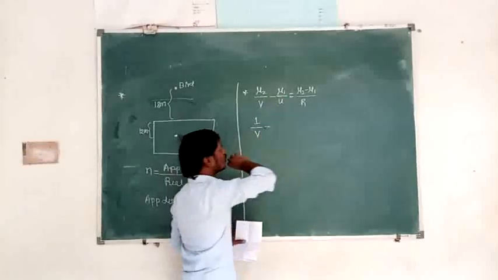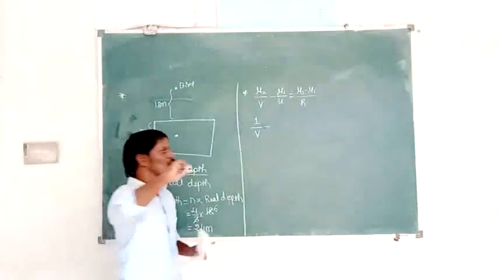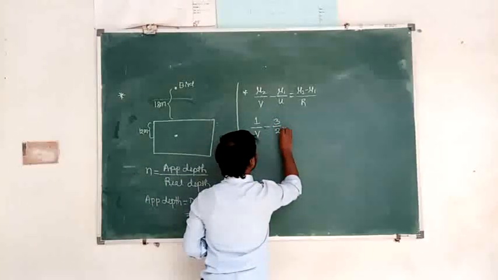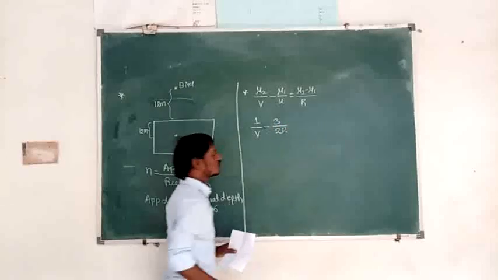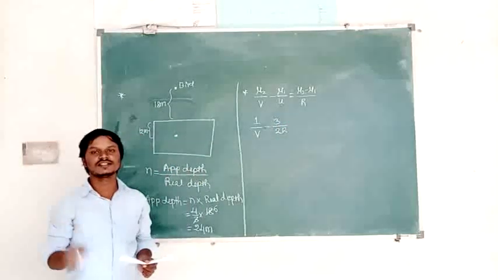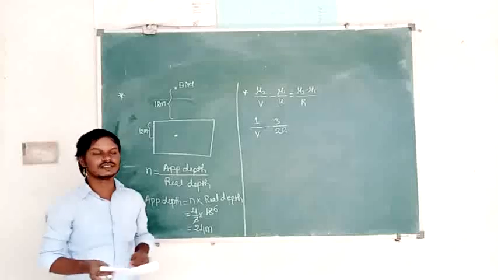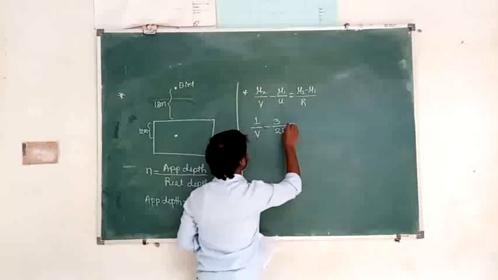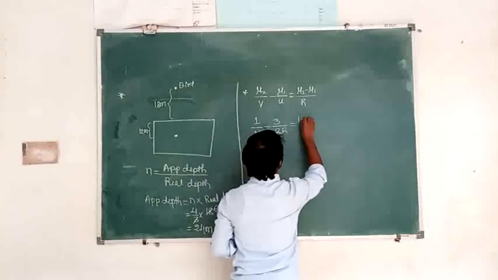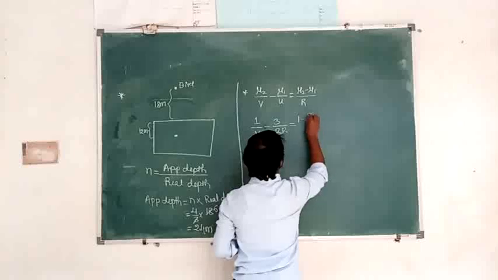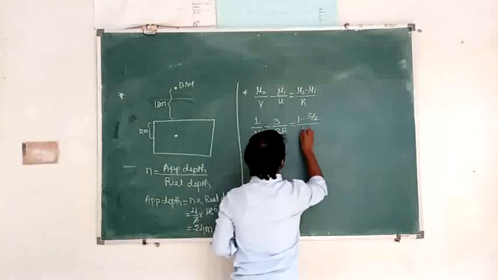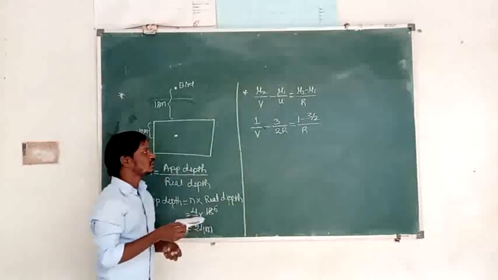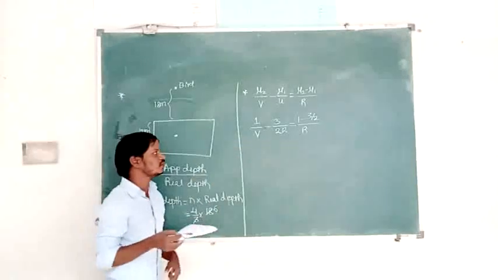Then what is the refractive index of glass here? That is 1.5, which can be written as 3 by 2, into R, because the object is placed at a distance of the radius, that is 3 by 2R, equal to mu2, which is 1, minus mu1, which is 3 by 2, divided by R. So what do we have to find out? We have to find the distance of the image v.